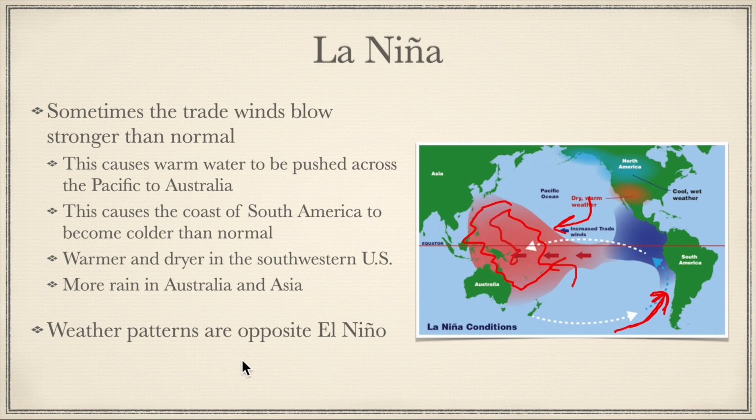Now, the weather patterns here are exactly the opposite of an El Nino. Okay, so you think about this. So it's the opposite of an El Nino. So if the coast of South America is colder than normal during a La Nina, it will be warmer than normal during an El Nino, etc. So you can take all these and do the opposites, and you get the effect of an El Nino.